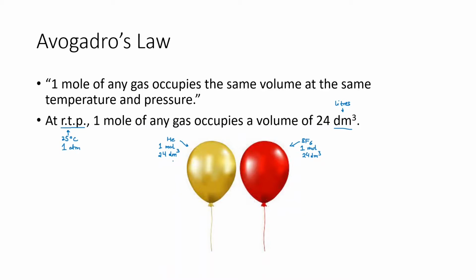But don't be fooled. Just because they have the same volume and the same number of moles does not mean they have the same mass. 1 mole of helium actually weighs just 4 grams, whereas 1 mole of sulfur hexafluoride weighs 146.1 grams. So the balloon on the right, even though it has the same volume and the same number of moles of gas, is much heavier because of the gas that it contains.